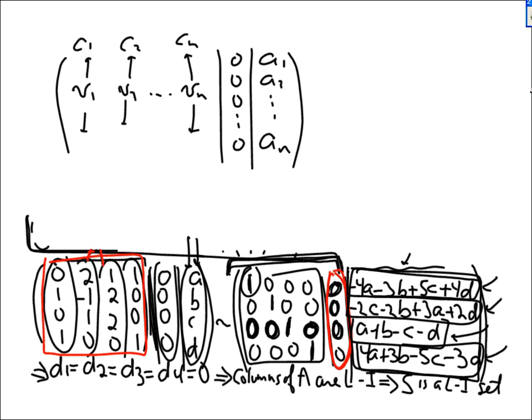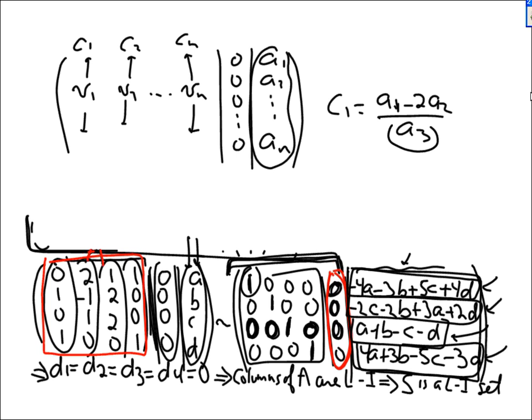And if you can solve for C1 in terms of these, where it's always well defined, that is, you don't come across something like C1 is A1 minus 2A2 over A3, because then A3 can't be 0. Okay? But that's not going to happen if you think about it. You're never dividing by anything. You're always adding multiples of one row to another.